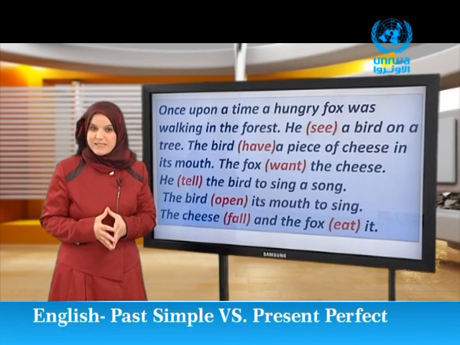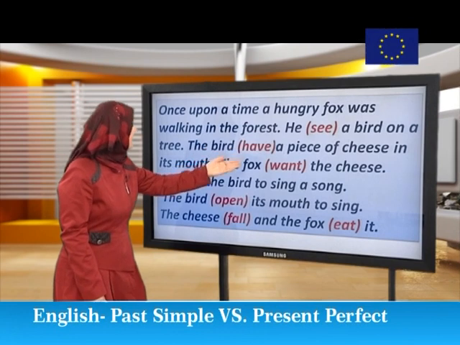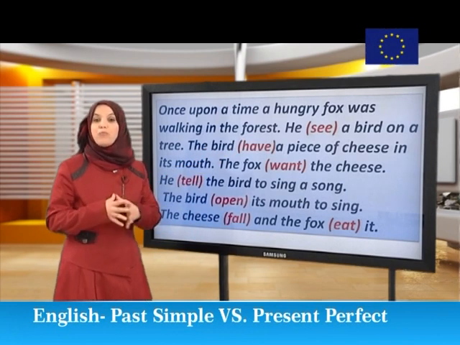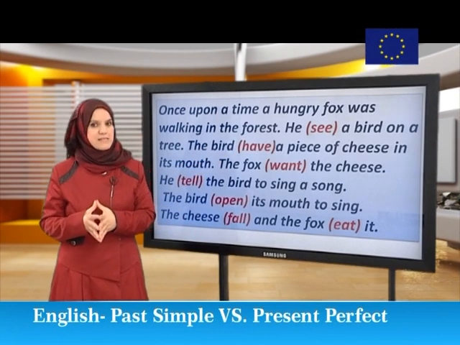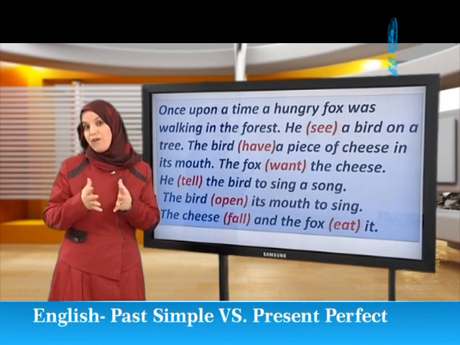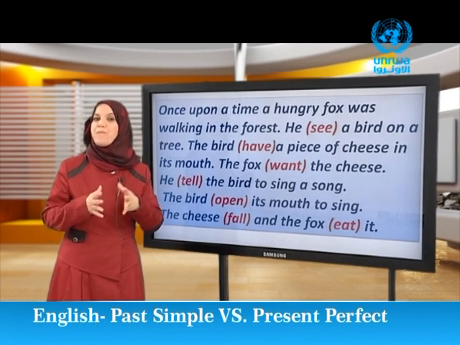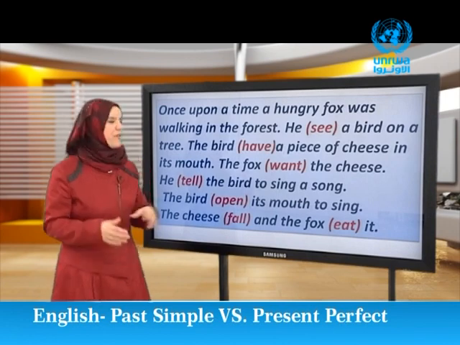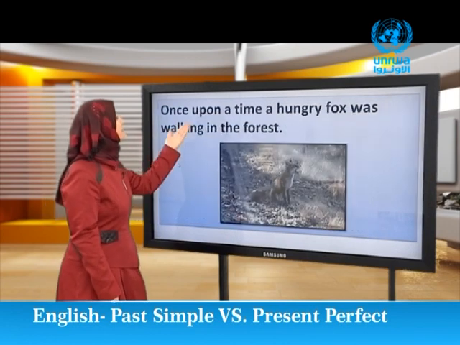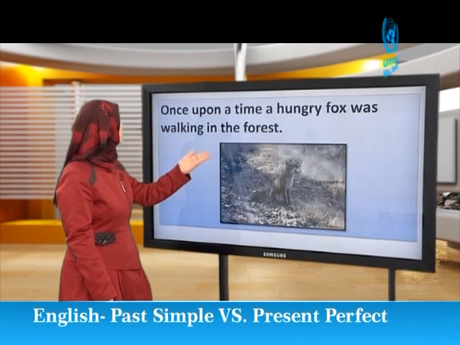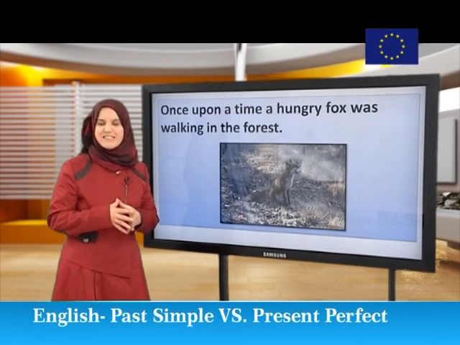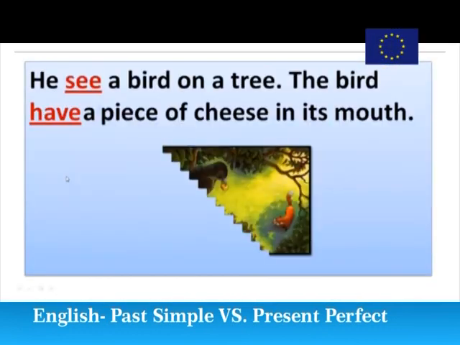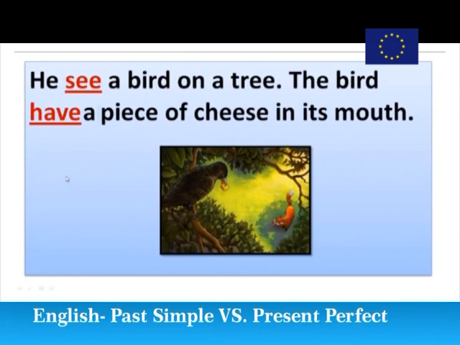Now, dear students, we are going to correct these verbs and put them in the past simple tense because all the actions of this story happened in the past. Let's begin together. Once upon a time, a hungry fox was walking in the forest. He saw a bird on a tree.